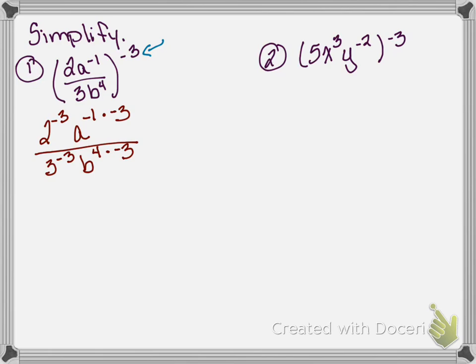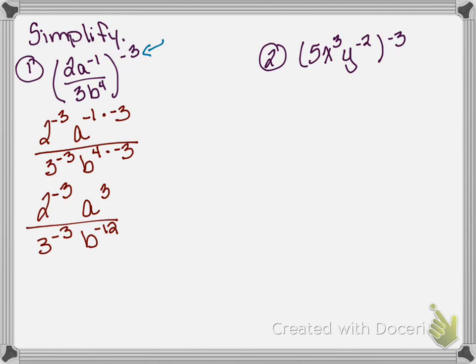Okay, now I know that sometimes you won't write out the -3 times or the -1 times -3 or the 4 times -3, and that's okay. I do it because I want you to see exactly what's going on. So we're going to simplify a little bit. I've got 2 to the -3. Then I have a to the -1 times -3, so that gives me a to the +3. My a will stay in the numerator. Then I have 3 to the -3 in the denominator and b to the -12 in the denominator. Neither one of those will stay in the denominator, right?